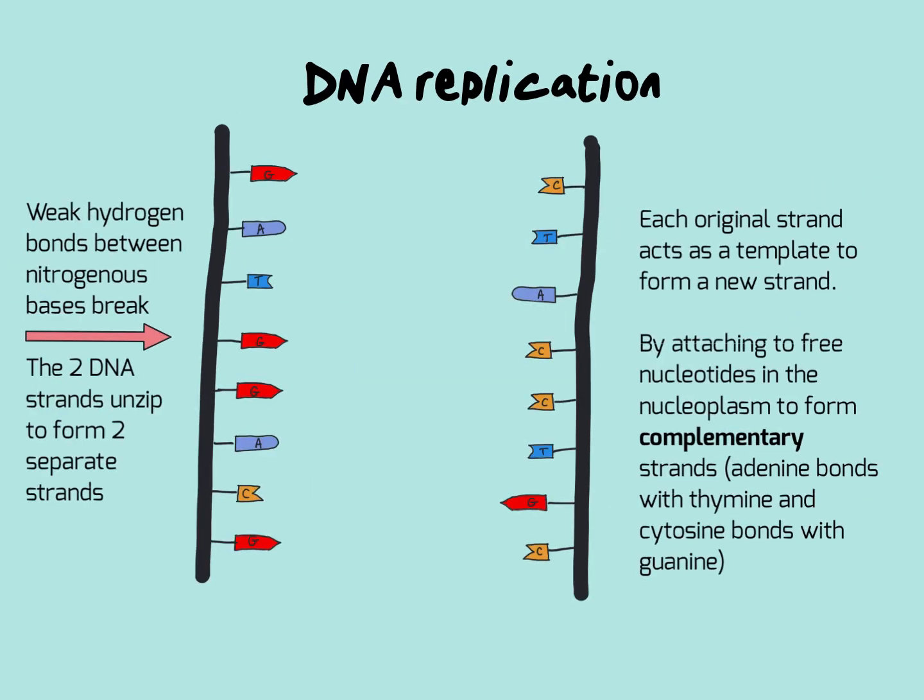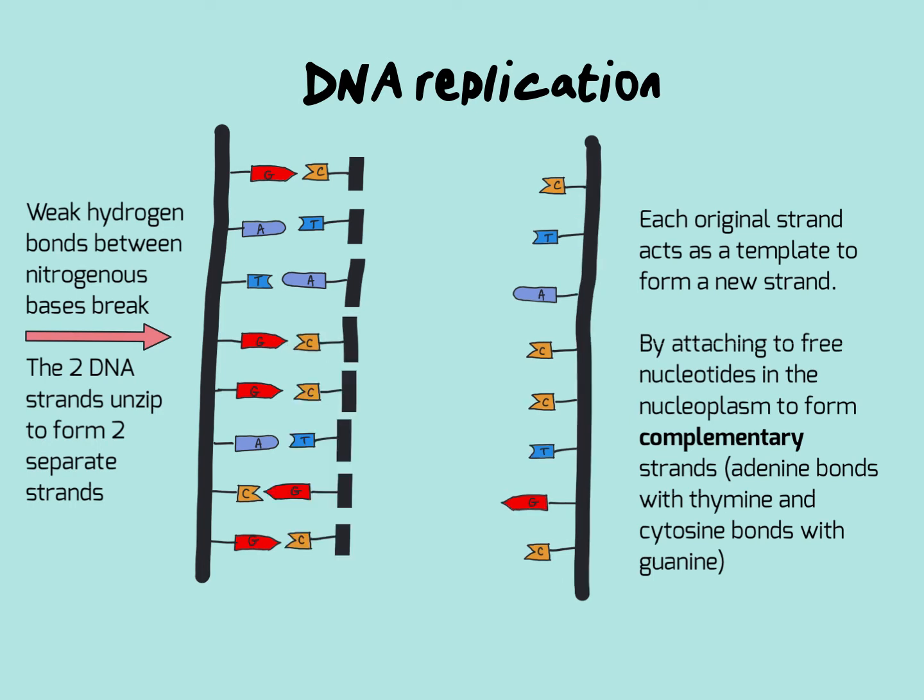The complementary strands are formed by free nucleotides from the nucleoplasm that come and join on with its complementary partner. So guanine will have a cytosine nucleotide come and join on, adenine will have a thymine one, thymine will have an adenine one, guanine will end up having a cytosine one, and so on and so forth.